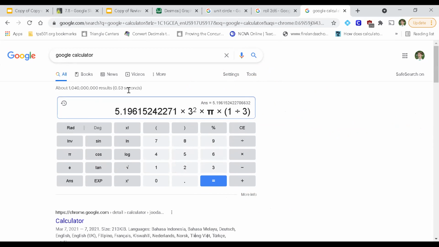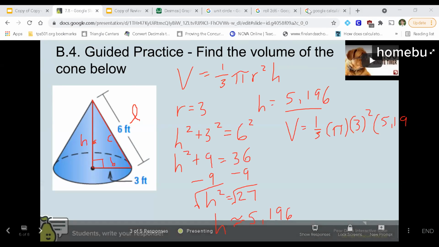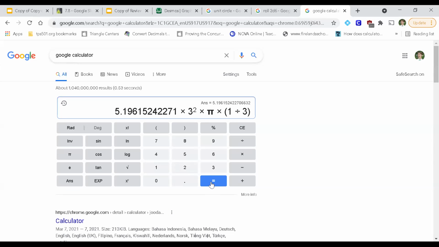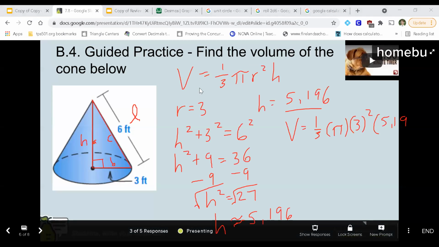Can you go back over the number? Ah, yes, I will go back. But I wanted to make sure you see this. And yes, it does matter. If you round too early and too often, the final answer you get will be so far from the, oh, I didn't actually hit answer. The actual answer you get will not be very useful. If you do use the full decimal, you should get 48.973.